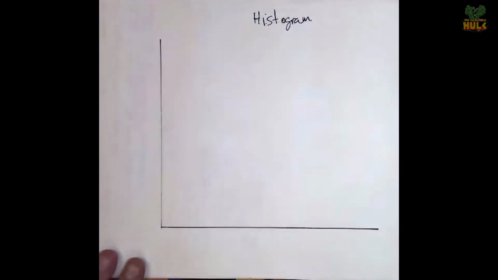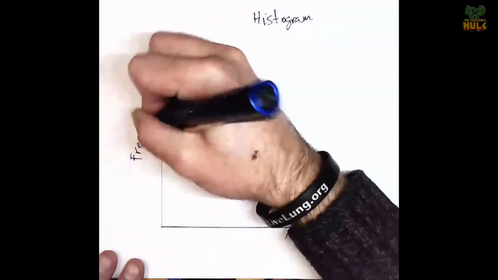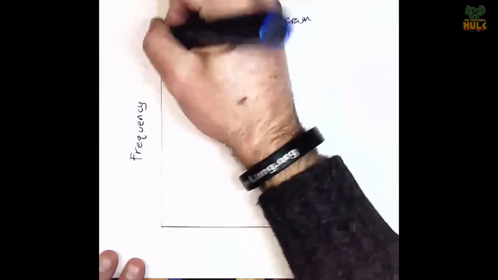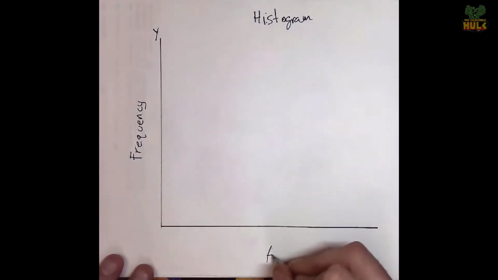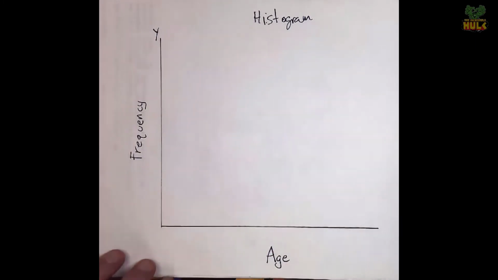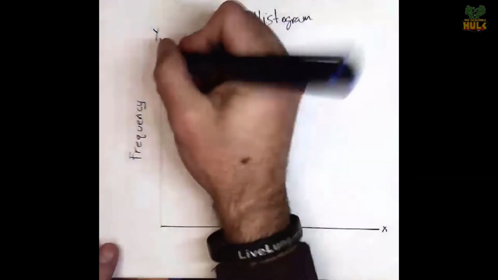I'm going to write histogram at the top. Histograms always have frequency as their y-axis. And then whatever your variable is, and the frequency of that variable is going to be your x-axis. So in this case, we're working with age data, so age is going to be our x-axis. All right, we're labeled, we're ready to go, we need our marks, and we know that the mode for this particular data set was 21. It occurred 6 times, so that was the most frequent, so we know this axis has to go up to at least 6. So let's just do that.